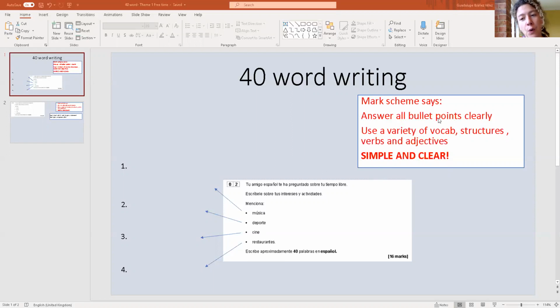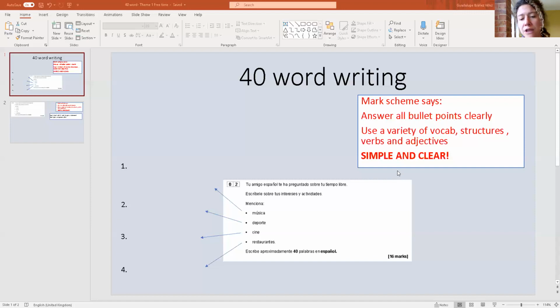So apart from answering all the bullet points clearly, the mark scheme is also asking you to use a variety of vocabulary, structures, verbs, and adjectives. It doesn't mean that it has to be complicated. It could be pretty easy and pretty clear, and I would please ask you to stick to simple and clear, because that way it's going to make sense, it's going to be accurate. You don't need to use a range of different tenses, or a range of different opinions. So just remember, keep it short and keep it very clear.